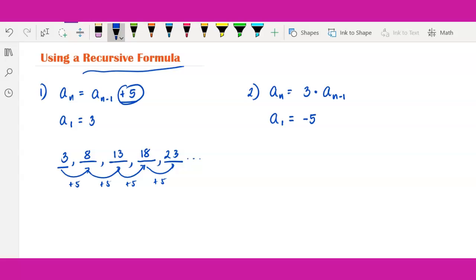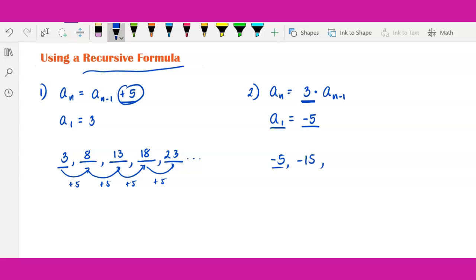Now, it's not always addition. Sometimes it's some other operation. Let's take number 2. If the recursive formula is a sub n is equal to 3 times a sub n minus 1, and your first number in the sequence, a sub 1, is negative 5. So you always start with a sub 1, which is negative 5. To get the number after negative 5, this recursive formula is telling you to multiply by 3. So negative 5 times 3 is equal to negative 15.